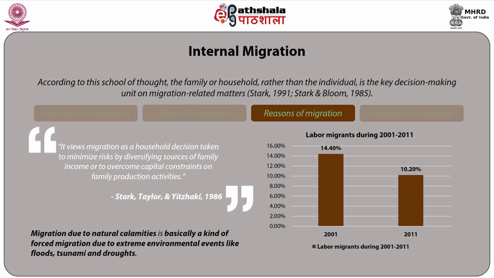According to Census 2011, only 10.2% of people were labor migrants during the decade of 2001 to 2011, which shows the declining migrant trend from the earlier census of 2001, when this percentage was as high as 14.4%. Migration due to natural calamities is basically a kind of forced migration due to extreme environmental events like floods, tsunamis, and droughts.